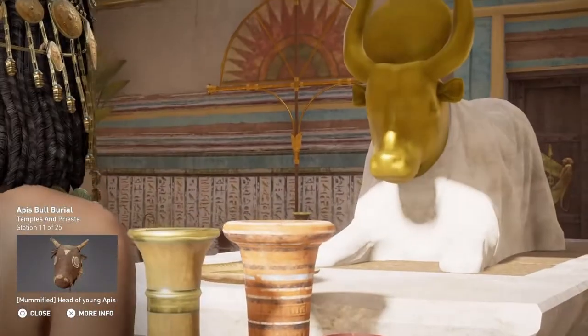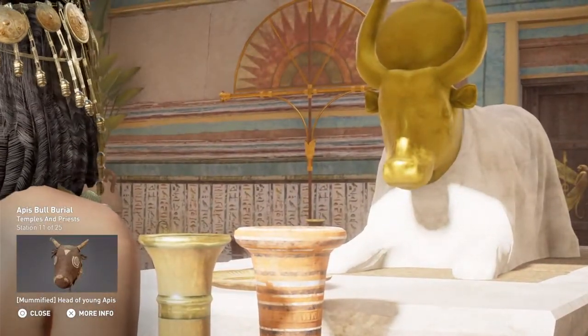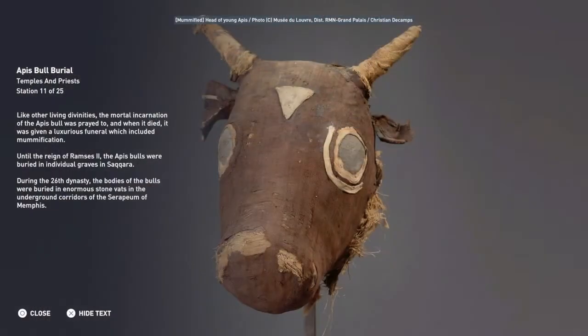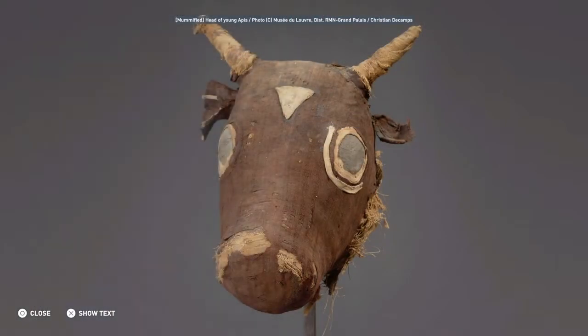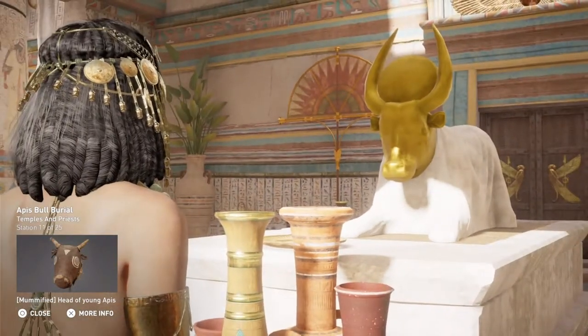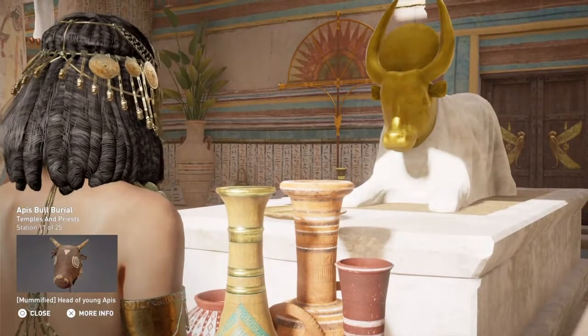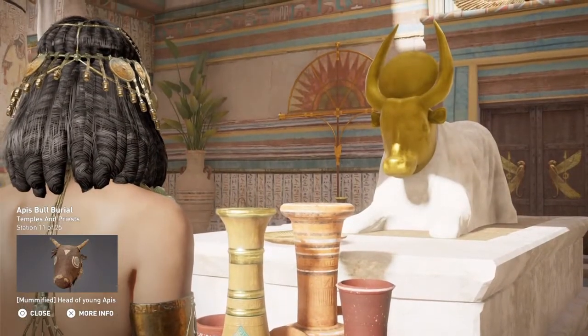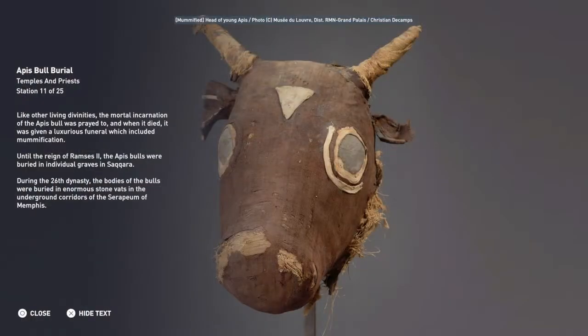Like other living divinities, the mortal incarnation of the Apis bull was prayed to, and when it died, it was given a luxurious funeral, which included mummification. Until the reign of Ramses II, the Apis bulls were buried in individual graves in Saqqara. During the 26th dynasty, the bodies of the bulls were buried in enormous stone vats in the underground corridors of the Serapeum of Memphis.